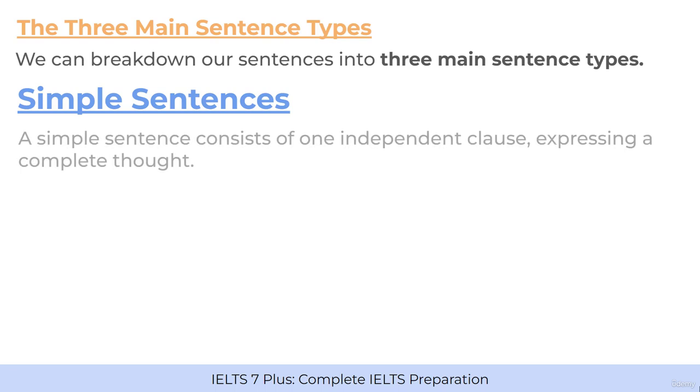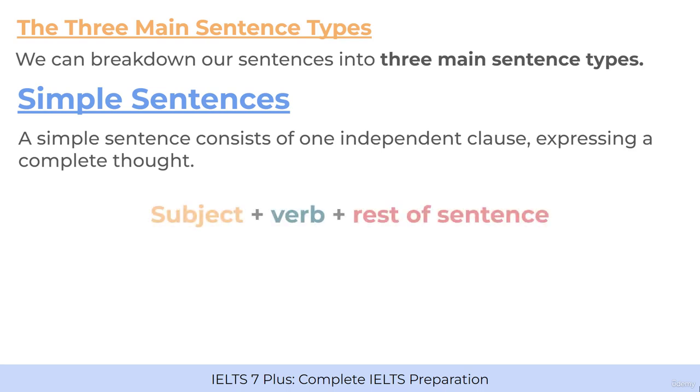Up first, simple sentence. A simple sentence consists of one independent clause expressing a complete thought. It's one main idea contained within itself. And this is subject, verb, rest of the sentence, whatever the extra detail may be. And this is how we form an independent clause also. Let's take a look at some examples. She enjoys science fiction books. She, subject, verb is enjoys, and then we have our object to the rest of the sentence, science fiction books. And this is a perfectly fine sentence.